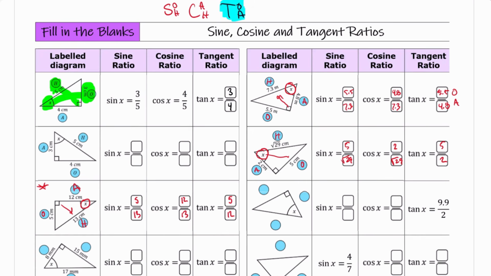Awesome work. Big money day problem, gangsters. Here we go. Take a look. Tan stands for opposite over adjacent. If I'm looking from this angle, my opposite side is going to be 9.9. I'll come over here and write opposite there. My adjacent side, wait, hold on. This is my right angle, so this is my hypotenuse. My adjacent side here is 2.2. They didn't tell us my hypotenuse.